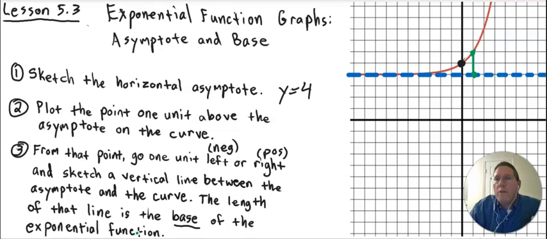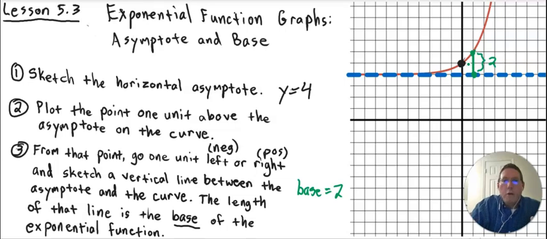Okay, well, how long is this line right here? It's this long. How long is it? That's not a very good bracket. Let's try that again. Okay, the distance from here down to here, that's 2. See, we start here. If we measure, we go from here, 1, 2. So the length of this line is 2. Therefore, the base is 2. So the base of this exponential function is 2.